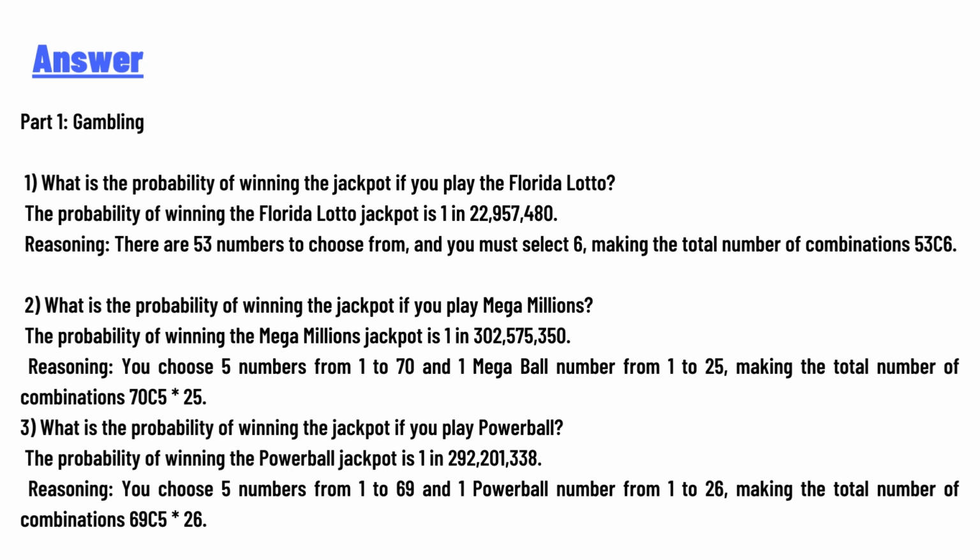Second, what is the probability of winning the jackpot if you play Mega Millions? The probability of winning the Mega Millions jackpot is 1 in 302,575,350. Reasoning: you choose 5 numbers from 1 to 70 and 1 Mega Ball number from 1 to 25, making the total number of combinations 70 C 5 multiplied by 25. Third, what is the probability of winning the jackpot if you play Powerball? The probability of winning the Powerball jackpot is 1 in 292,201,338. Reasoning: you choose 5 numbers from 1 to 69 and 1 Powerball number from 1 to 26, making the total number of combinations 69 C 5 multiplied by 26.